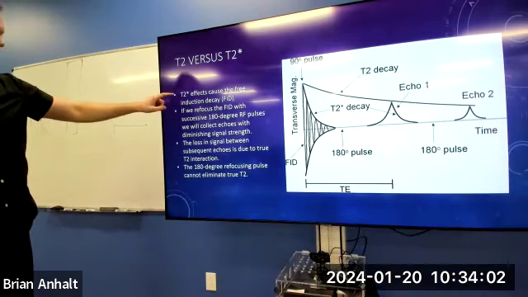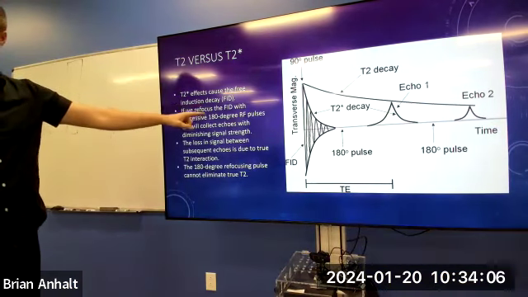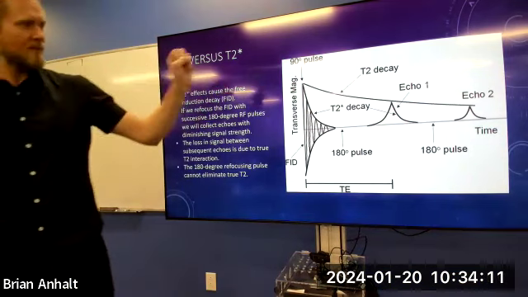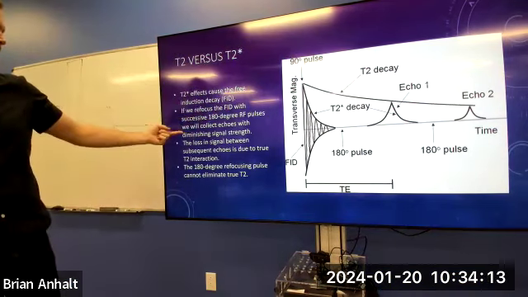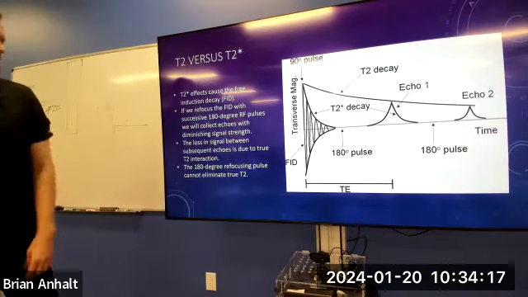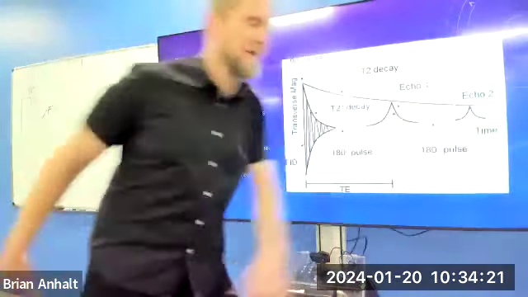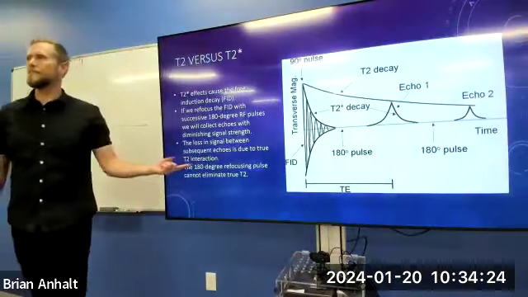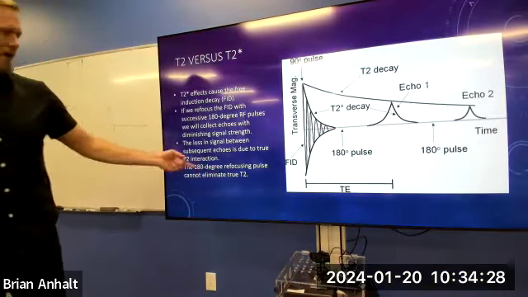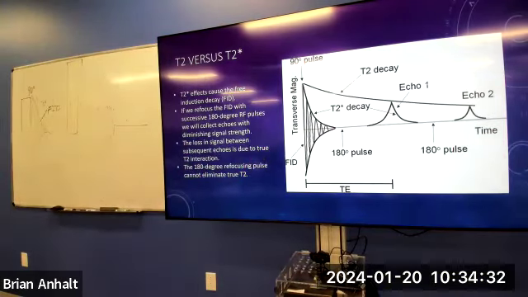Here we go. T2 star effects cause the free induction decay. If we refocus the FID with successive 180-degree refocusing pulses, so several 180-degree refocusing pulses, we will collect echoes with diminishing signal strength. The loss in the signal strength between this, the next one, and the next one is due to what? True spin-spin interactions. A 180-degree refocusing pulse can't eliminate true T2 effects.